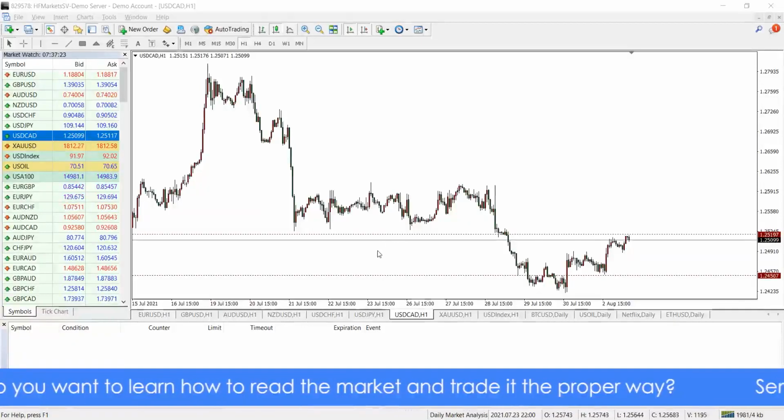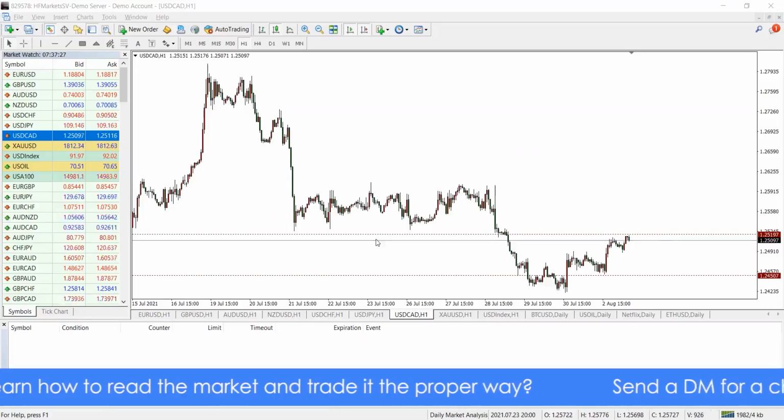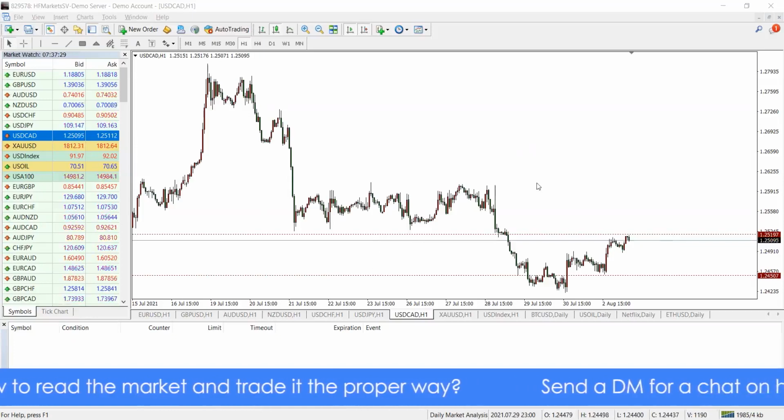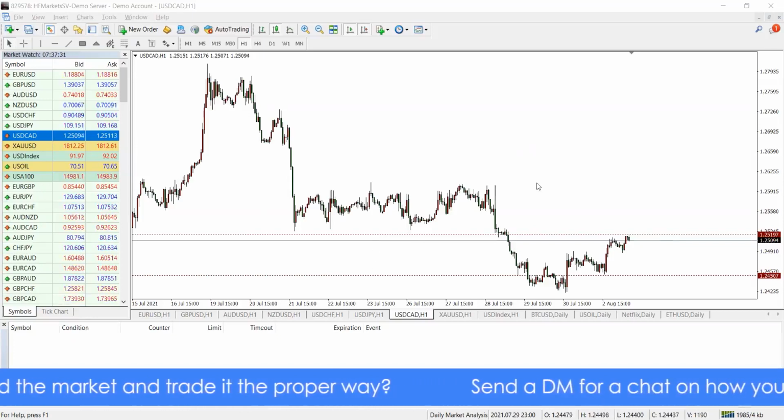A few trade setups for today, 3rd of August, and this daily market analysis are above. First of all, we're looking at the USD CAD.